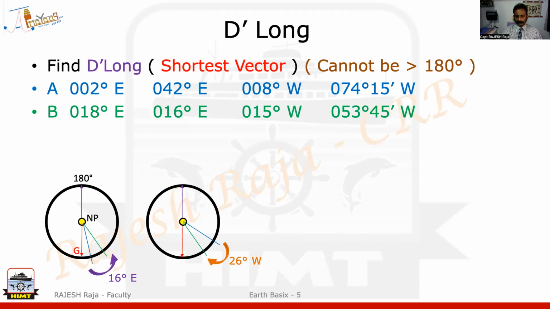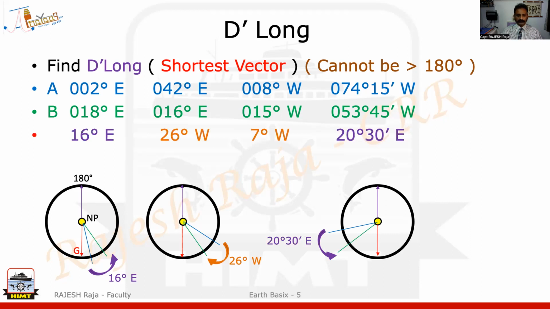I'm skipping the third one. The third one you can solve yourself, but I'll give you the answers. Let me go to the last one, which is 074. I'm approximately plotting 074 west to 053 west. You're traveling in this direction, which is counterclockwise, so the answer is east. And these are your answers. The third one I did not solve; it's easy, you can try it yourself.